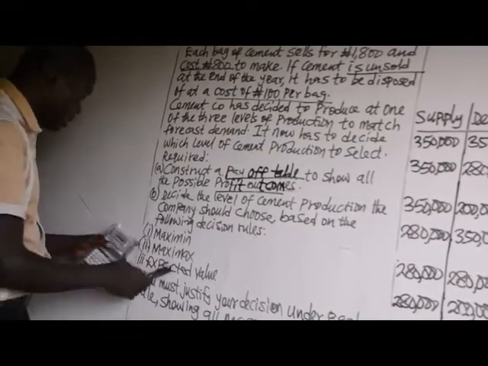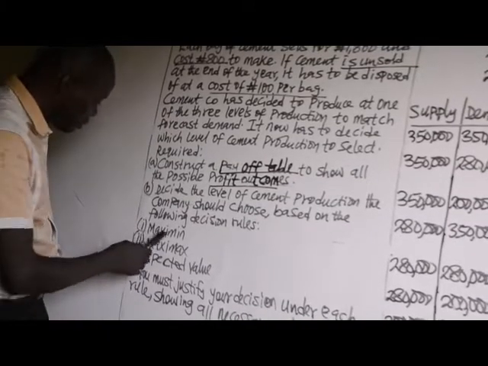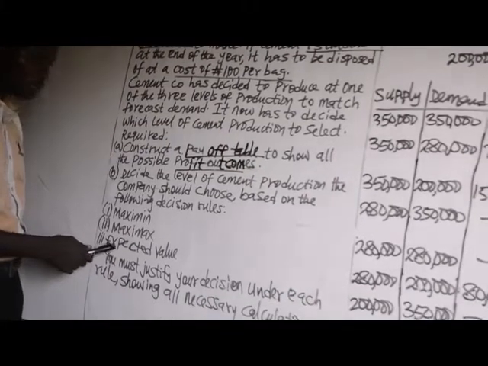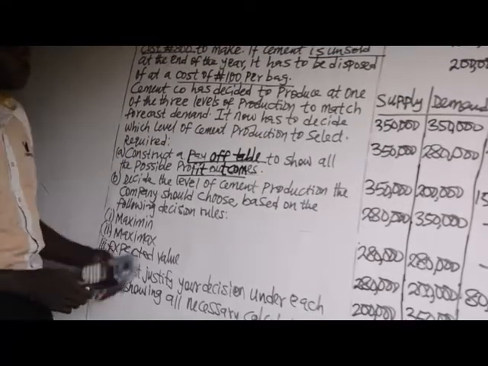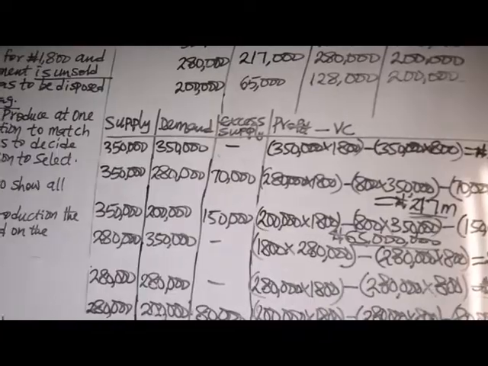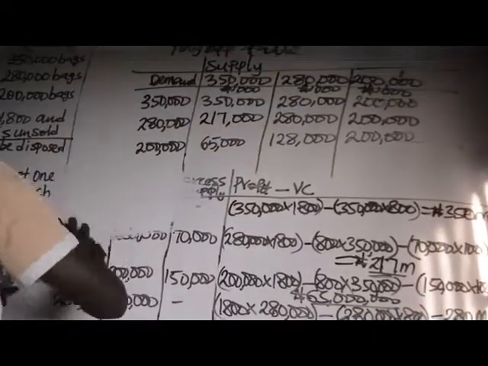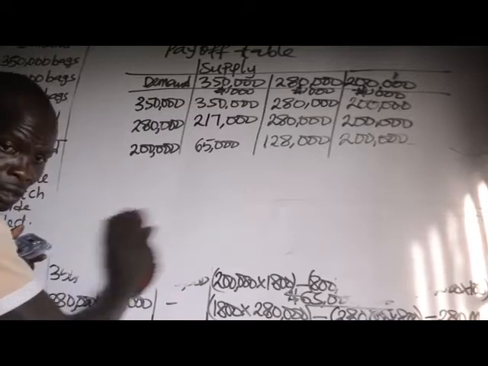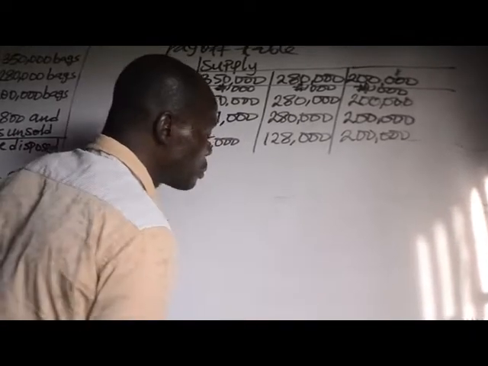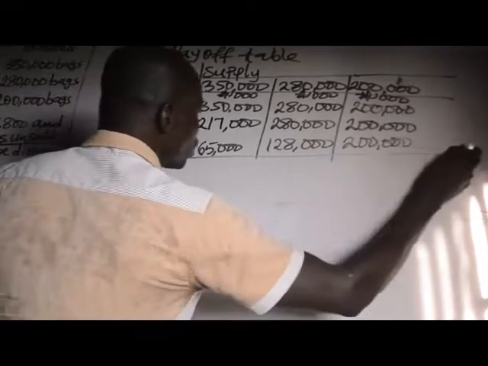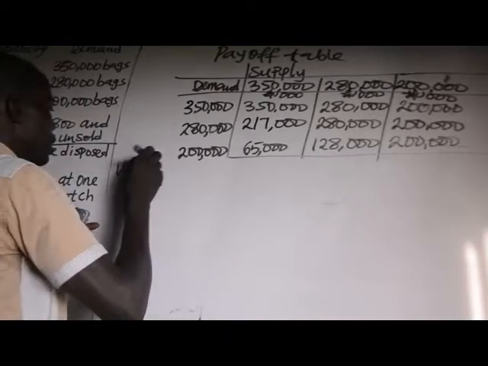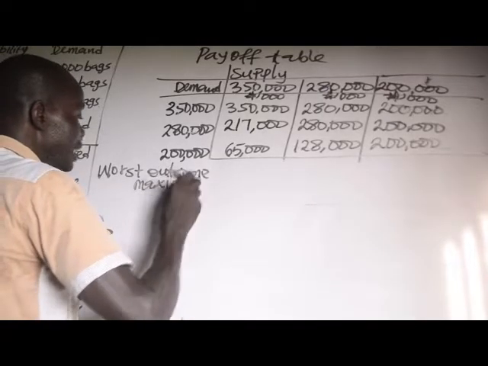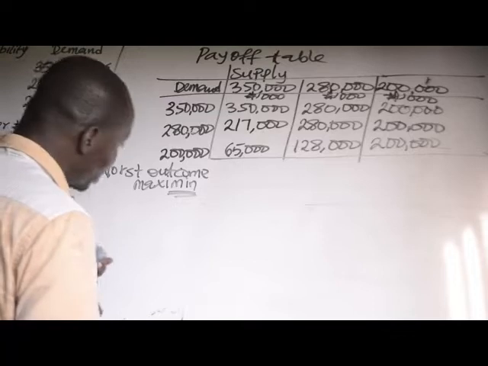The first one is Maximin. To learn this triple assessment, Maximin, Maximax, and Minimax regret, watch my earlier presentation on the topic. Now, for the Maximin criteria, you start with the minimum. Minimum is the worst. The worst outcome is the minimum.